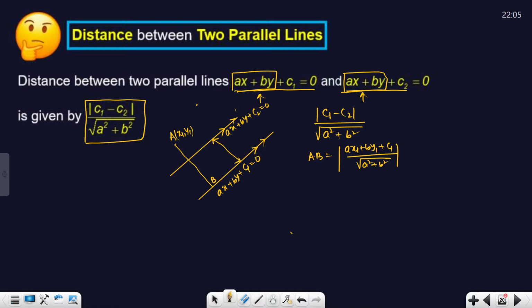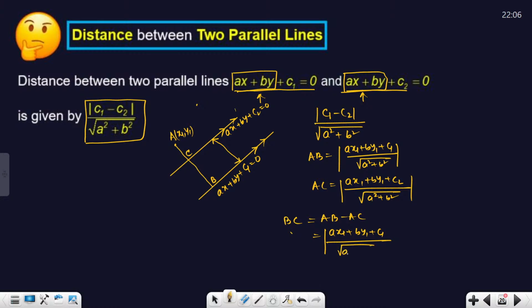So what is this perpendicular distance, which is AC? Your AC will be modulus of Ax1 plus By1 plus C2 divided by root over of A square plus B square. Clear? Then you have to find out what BC is. And what is BC? It is basically AB minus AC. So it is basically modulus of the first minus modulus of the second.